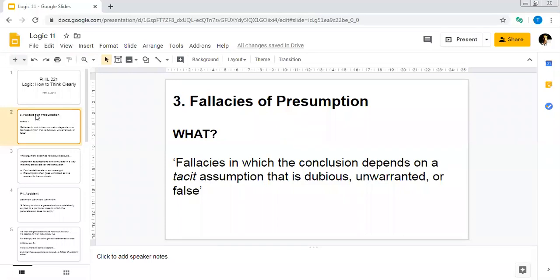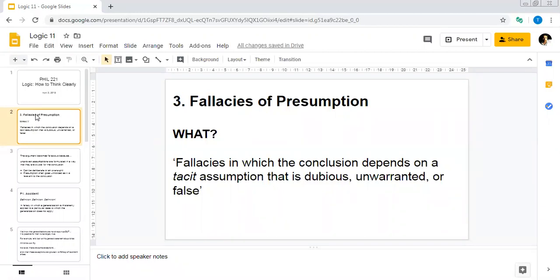The next fallacies that are in your book, which are fallacies of presumption. So let's just look at the definition first. What are fallacies of presumption? The definition that your book provides is that these are fallacies in which the conclusion depends on a tacit assumption that is dubious, unwarranted, or false.